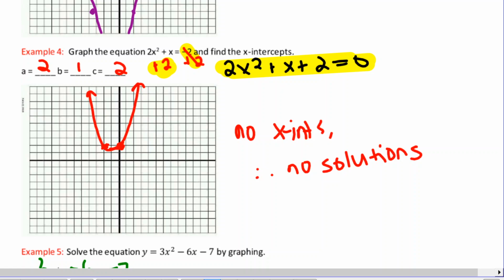Notice, because everything is positive, and we're always going to be squaring x or adding x, if x is a negative number, we're squaring it. It's going to become positive. If x is a positive number, it's going to stay positive. There's not enough here to end up equaling 0. Right, there's nothing being subtracted or negative to balance these things out.